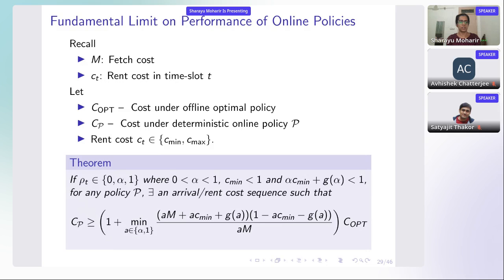Now, in the case where the assumptions made in the theorem are not satisfied, it is straightforward to design a static hosting policy that is optimal, and therefore those cases are trivial and excluded from this result. So the key takeaway here is for all non-trivial cases, there is a fundamental lower limit on the performance of any deterministic online policy.